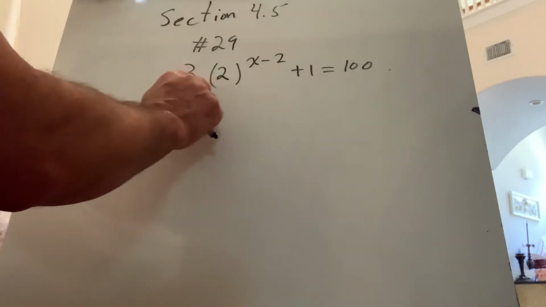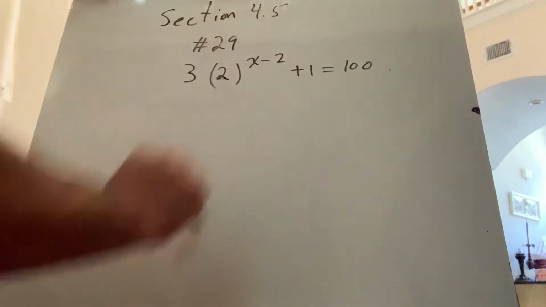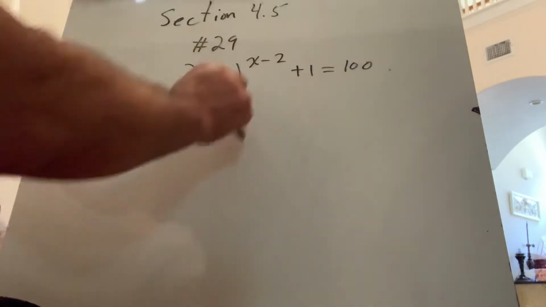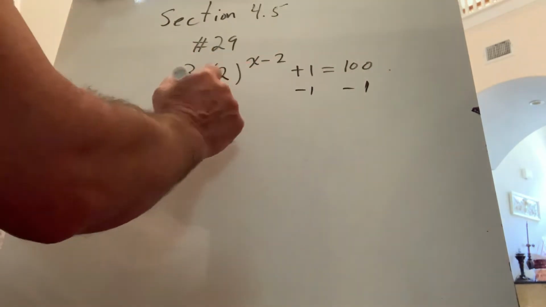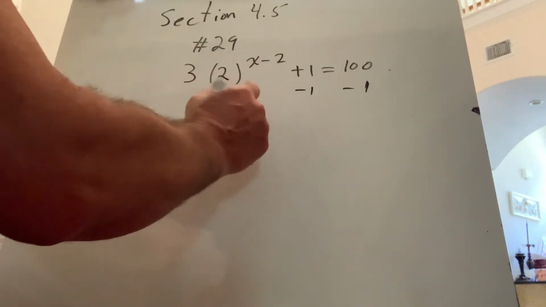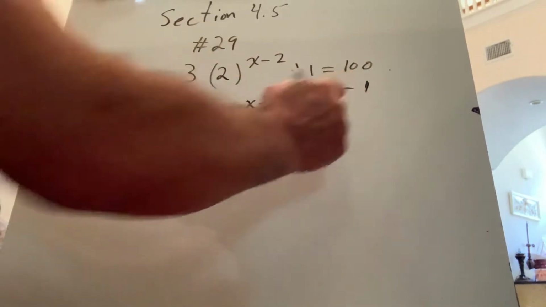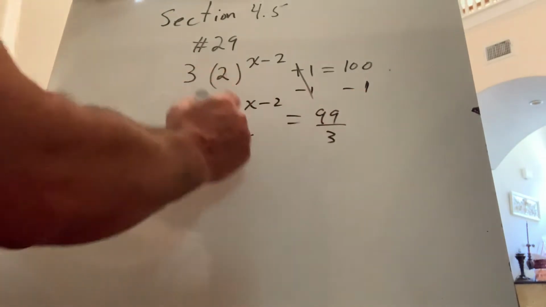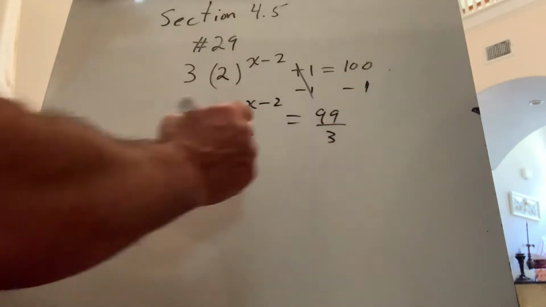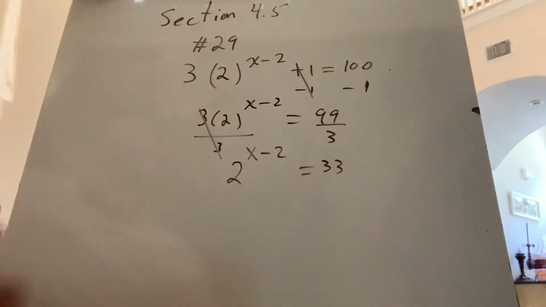But first, we need to, of course, remove the 3 and the 1. That way we can have just the exponential expression, and then we take the log of both sides to remove the exponent. So first remove the 1 by subtracting. Now we have 3 times 2 to the power of x minus 2 equals 99. And then we divide by 3 to remove the 3 in front. So now we have 2 to the power of x minus 2 equals 33.